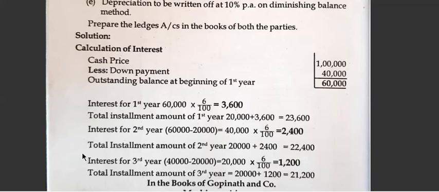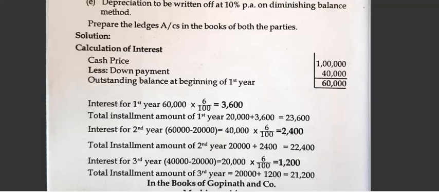Interest for the third year. What is remaining for the third year? 40,000 remaining, 60 minus 20, 40,000. So 40,000 minus 20,000 paid, the remaining balance is 20,000. Now 20,000 into 6%, you will get 1,200. So the total installment is 20,000 plus 1,200, which is 21,200. So this is the installment amount and interest amount for the 3 years.